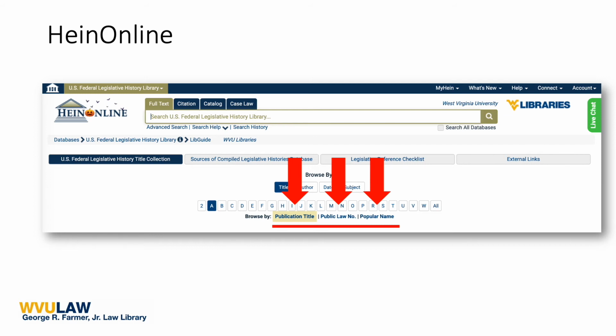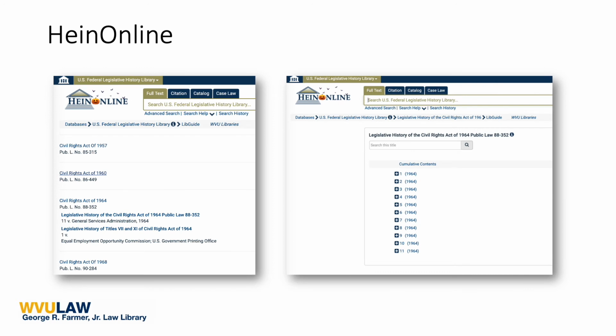So for example, by searching for the popular name of the Civil Rights Act of 1964, I find that there are two separate compiled legislative histories available on Hein Online. Contents of the compiled legislative history is organized as it would be in the print edition, by volume. Browse the table of contents or search from here.